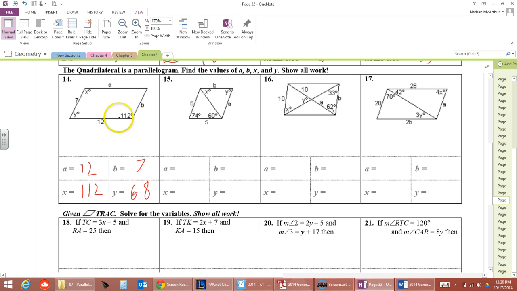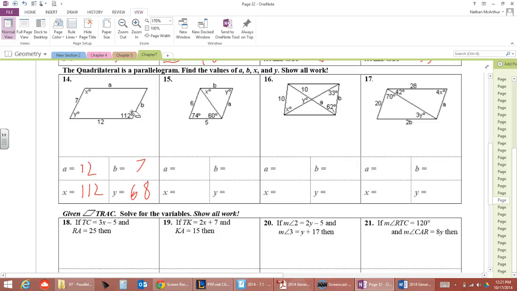Because 68 plus 112. I could have also done 180 minus 112. Either way, 68. Sorry, this pen is not doing what I wanted it to do. Same idea here.